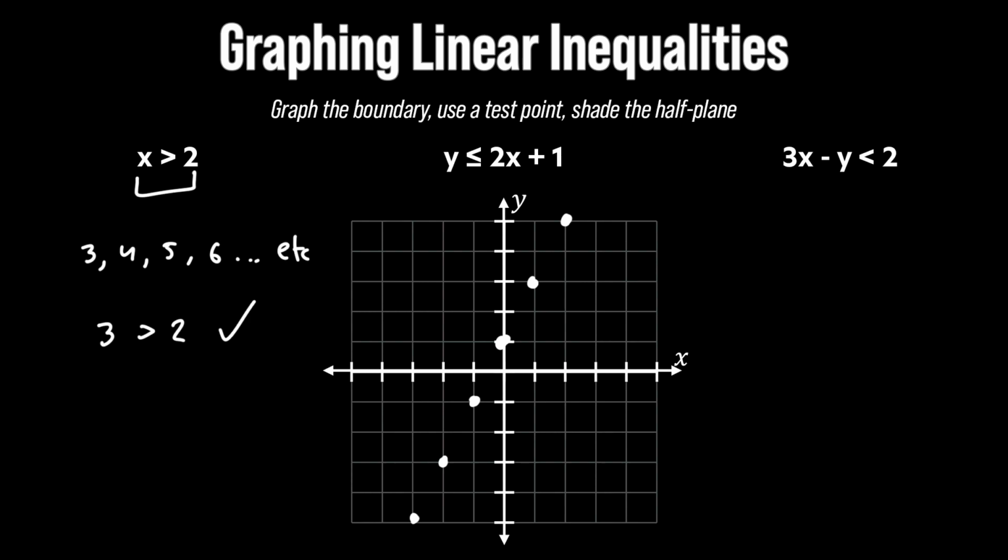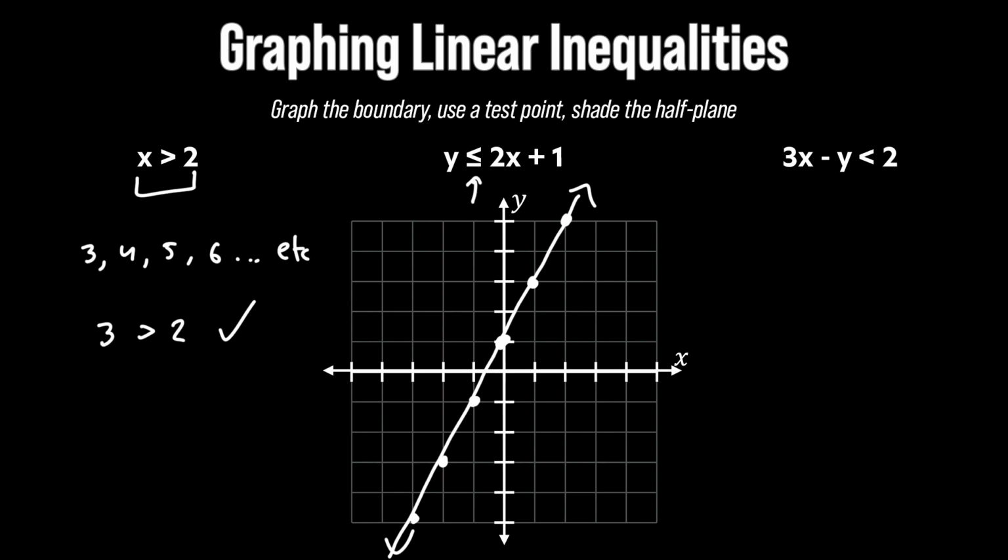And notice how the inequality symbol is a less than or equal to. So it includes the value, which means the line is going to be solid and not dotted. So we've effectively graphed the boundary. Now let's use a test point.